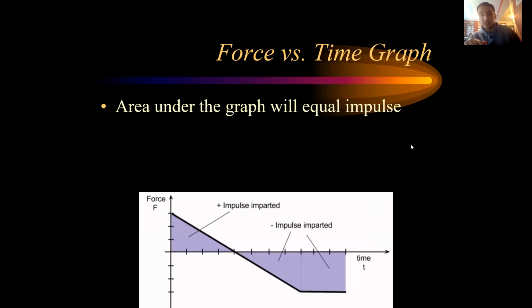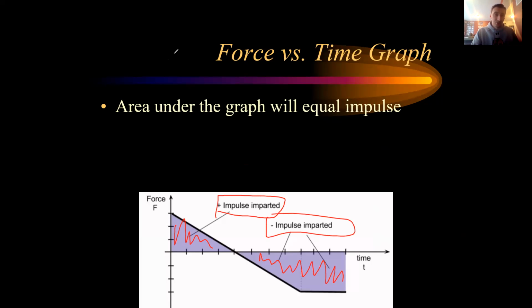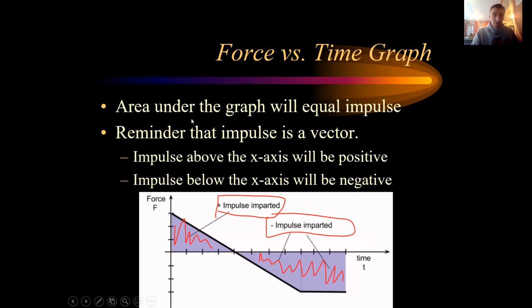And again, like it states on the graph, if you have something above the x-axis, it's positive. If you have something below the x-axis, it's negative. That's pretty straightforward. A force versus time graph allows us to calculate impulse for a non-constant force. All right, let's keep going here.